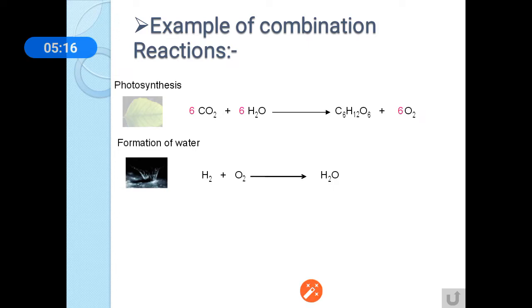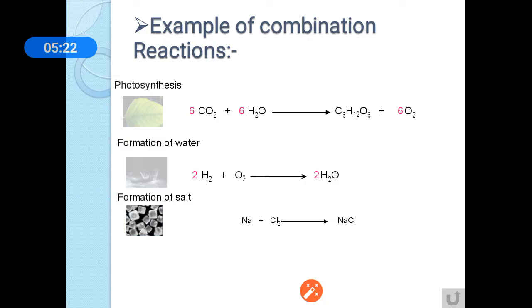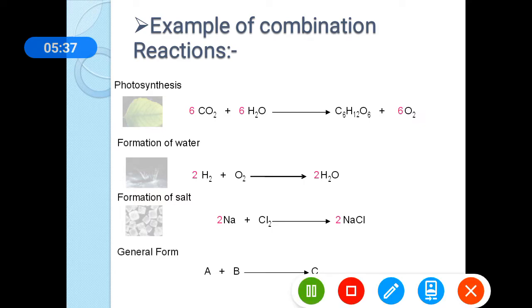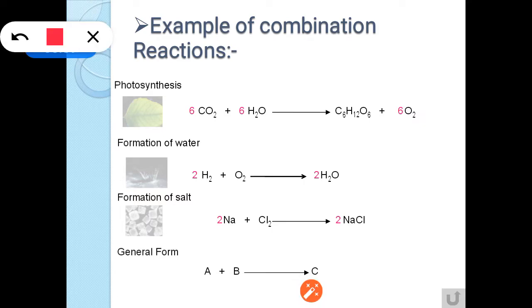Similarly, another example is the formation of salt, sodium chloride, from Na, that is sodium, and chlorine, which gives NaCl. So in general form, A plus B will combine to give C, that is the major product C.